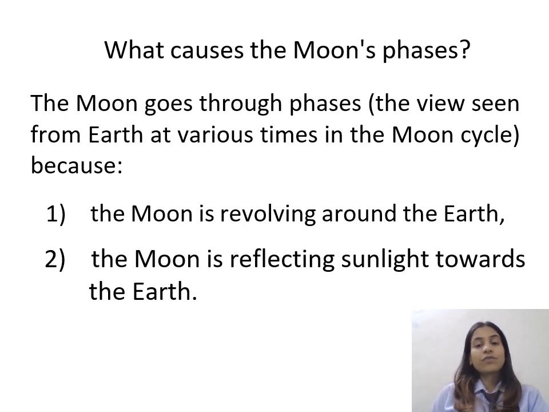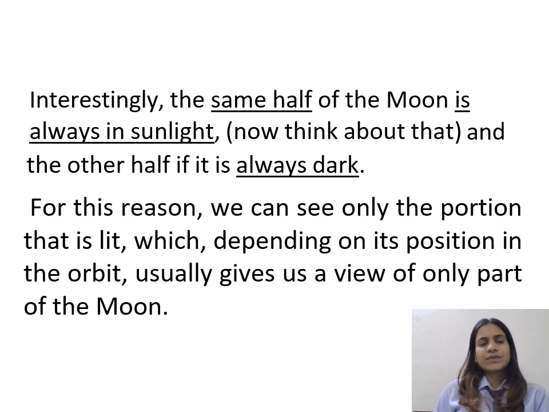First, the moon is revolving around the earth, as we know. Second, the moon is reflecting sunlight towards the earth. Interestingly, the same half of the moon is always in sunlight and the other half is always in the dark. For this very reason, we can see only the portion that is lit, which, depending on its position in the orbit, usually gives us a view of only part of the moon.